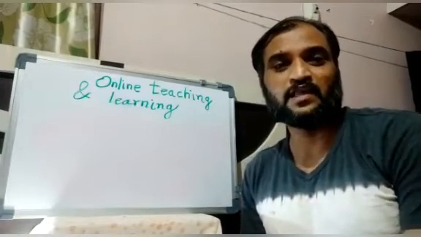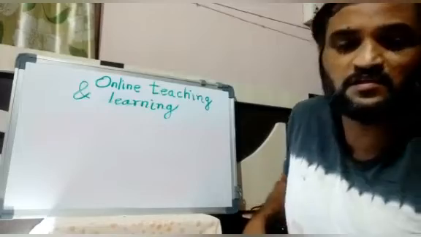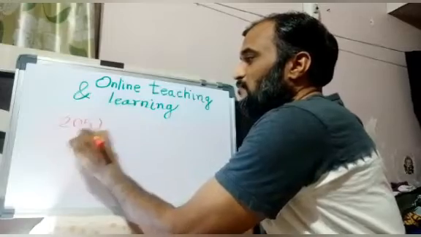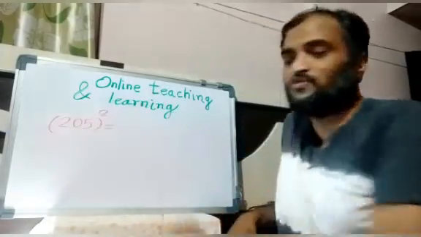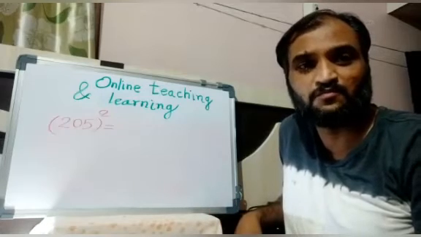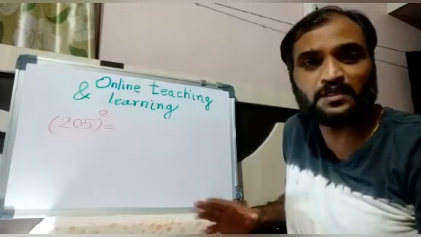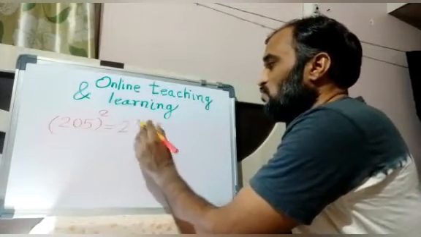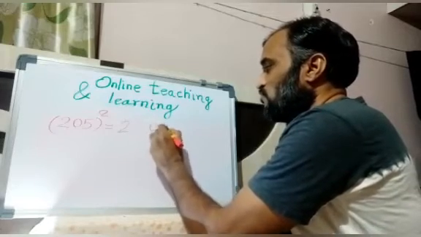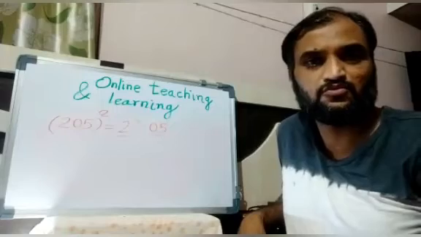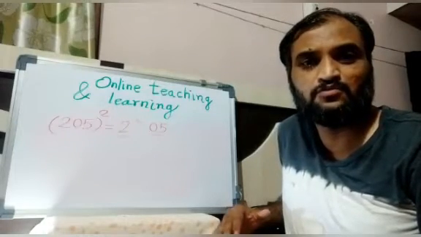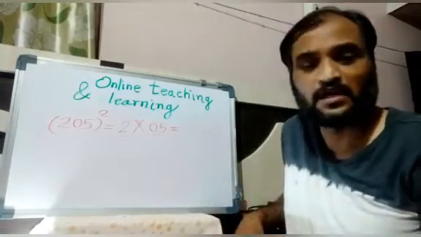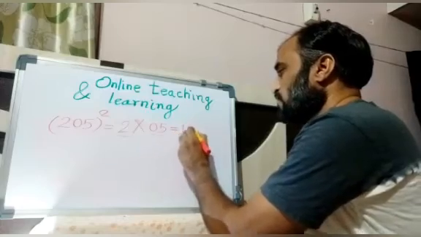So let's take another example, another three-digit number, that is 205. To calculate the square of 205, we have to separate the first digit from the last two digits, that is 2 and 5. We separate these two parts. Now what we have to do? We have to multiply these two numbers, and our answer is 2 into 5, that is 10.